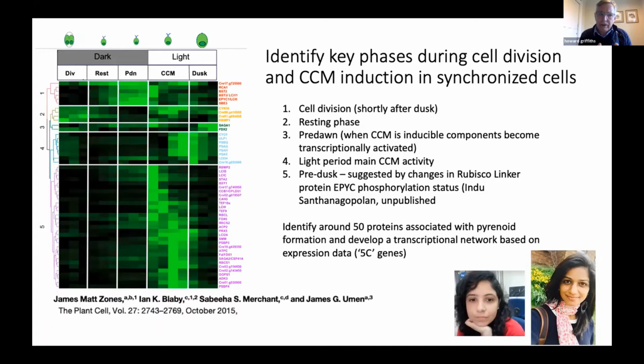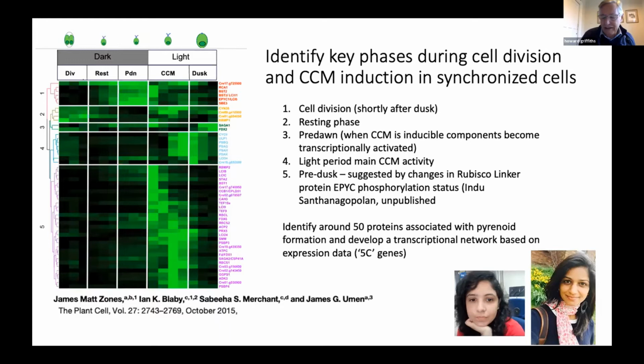as Maddie Mitchell showed, the CCM actually can be induced and starts to become activated, and then with the main period of CCM activity into the light, and then a pre-dusk period where we've identified that there are changes in the extent of phosphorylation of that Rubisco linker protein, which seem to indicate a preparation for the division of the cells and the reforming of new pyrenoids in the divided daughter cells.